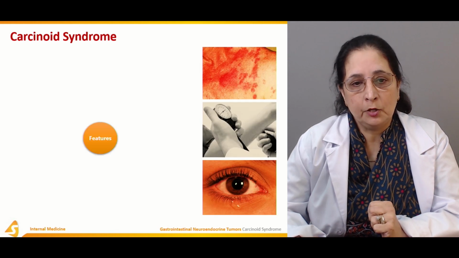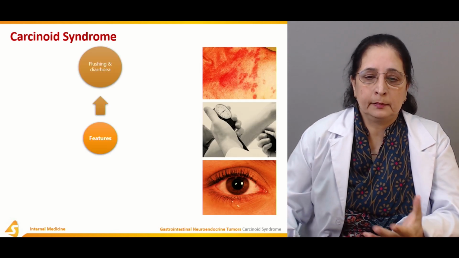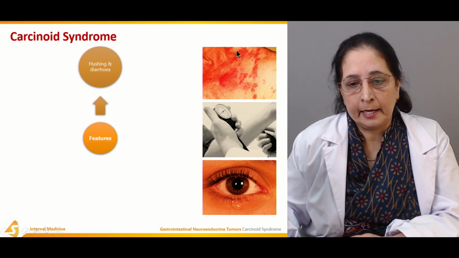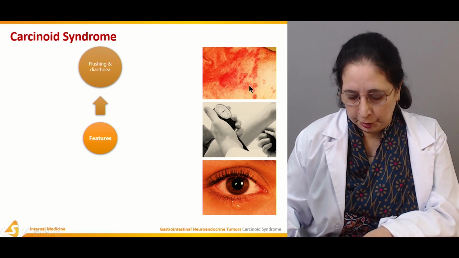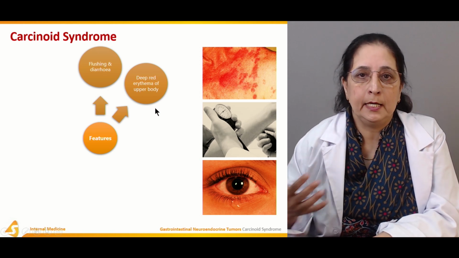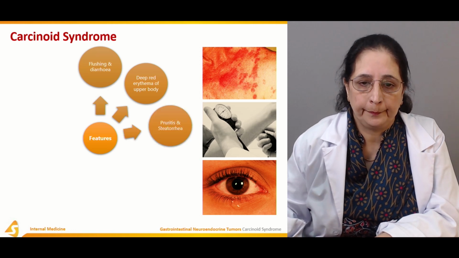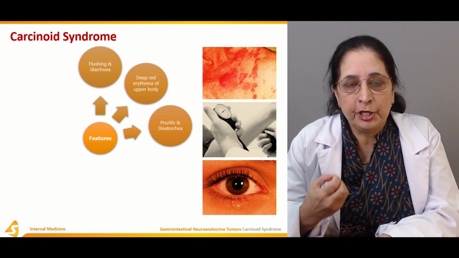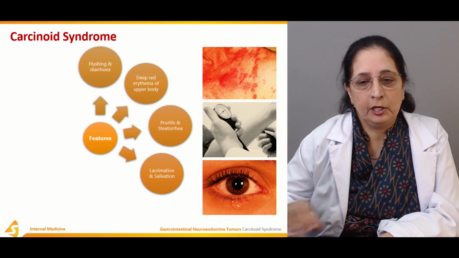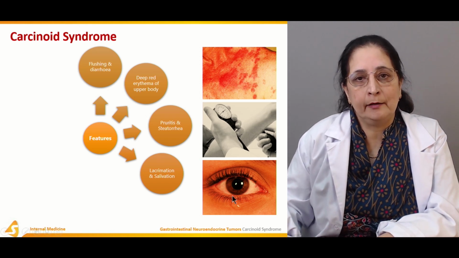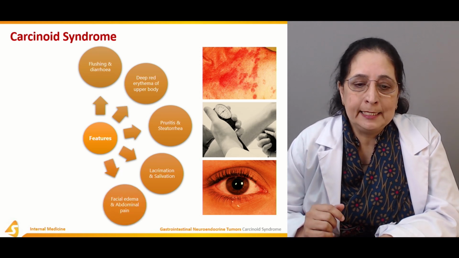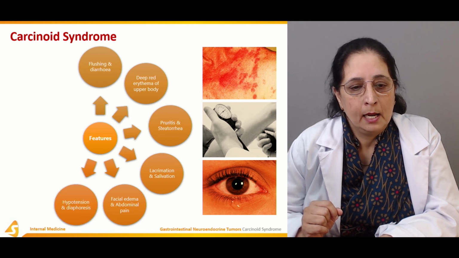So carcinoid syndrome is the syndrome which is associated with features like flushing and diarrhea. You can see very bad flushing and redness. Deep red erythema of the upper body is present in carcinoid syndrome. There is pruritus, itching, and steatorrhea. Lacrimation and salivation: the patient is staring and there is excessive production of saliva. Facial edema and abdominal pain.